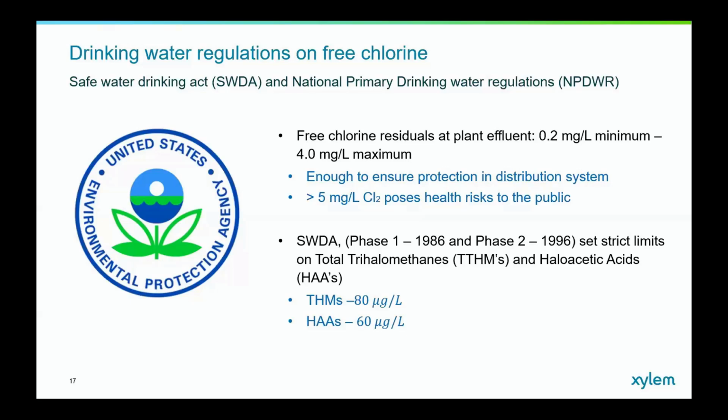Disinfection byproducts, the trihalomethanes and the haloacetic acids, are also tightly regulated to ensure public safety. THMs are regulated at 80 micrograms per liter and HAAs at 60 micrograms per liter.